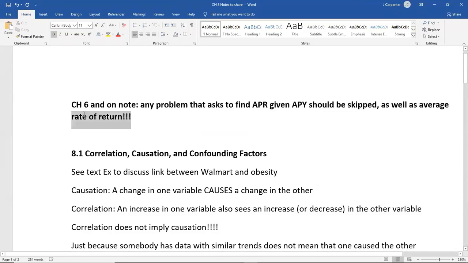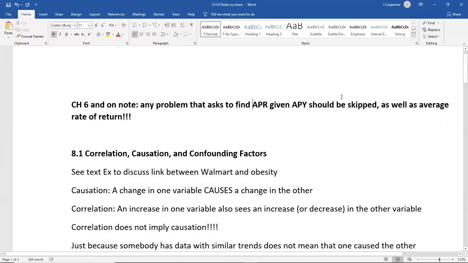But if you see any of it in the homework, we didn't cover it in class, so you skip it. If for some reason it's on a test question, which it wouldn't be, then you'd skip it. So again, we can get APY, annual percent yield, given an APR, but we can't find APR given an APY based on what we've been taught.